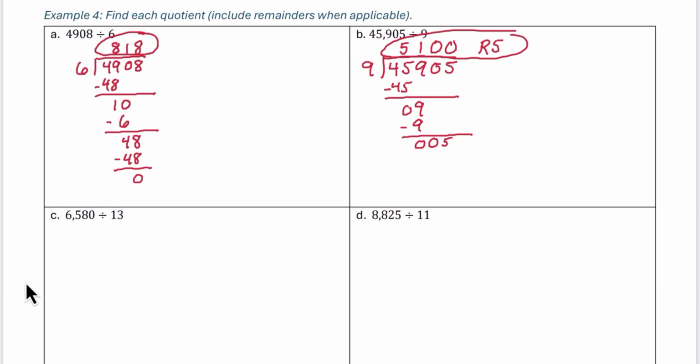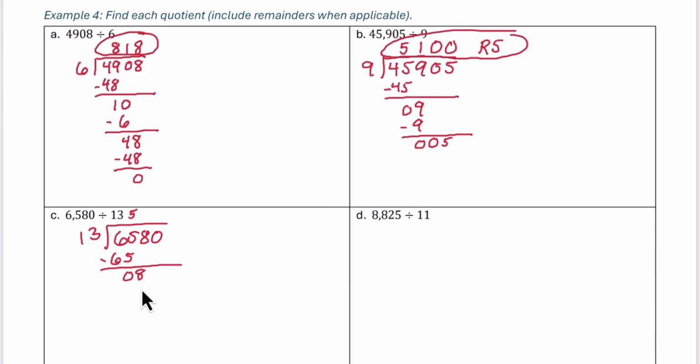In the next example, 6,580 divided by 13. 13 will not go into 6, so we ask, how many times will 13 go into 65? That is 5 times. 5 times 13 is 65. Then we subtract, and we get a 0. Bring down the 8.